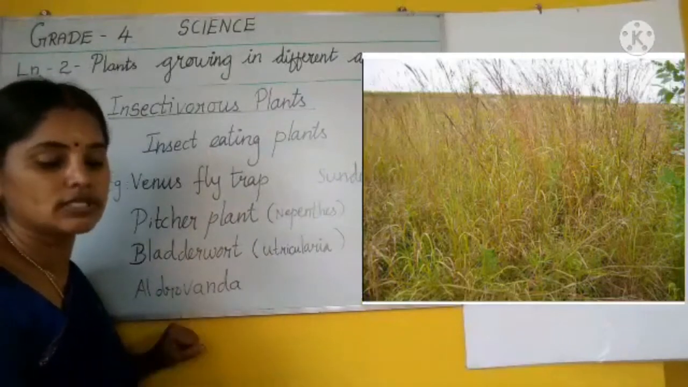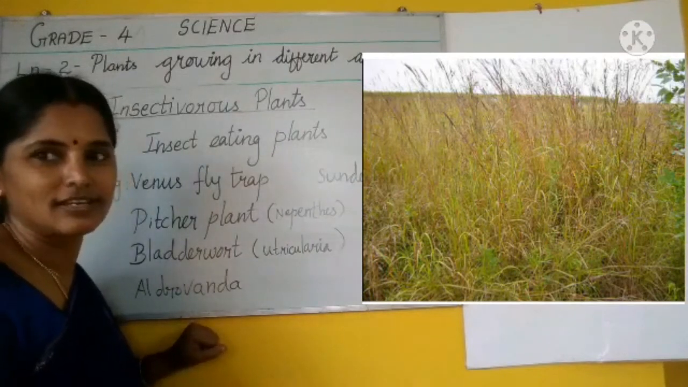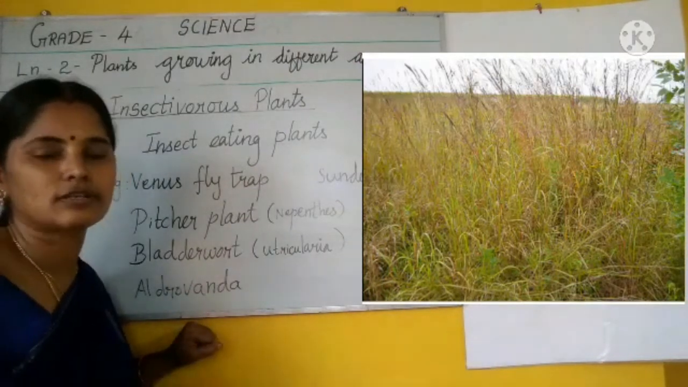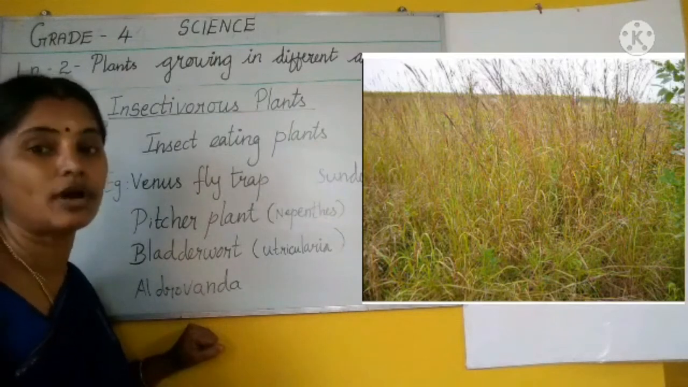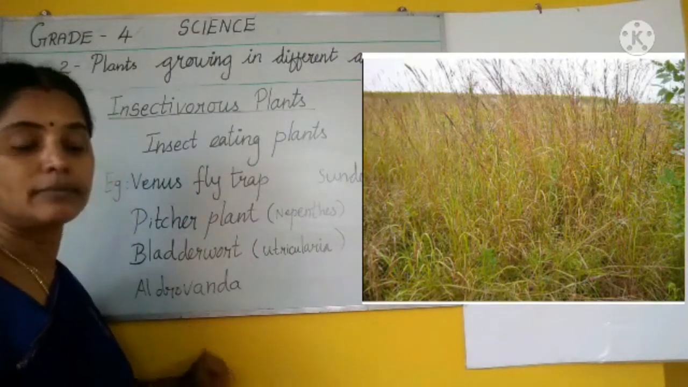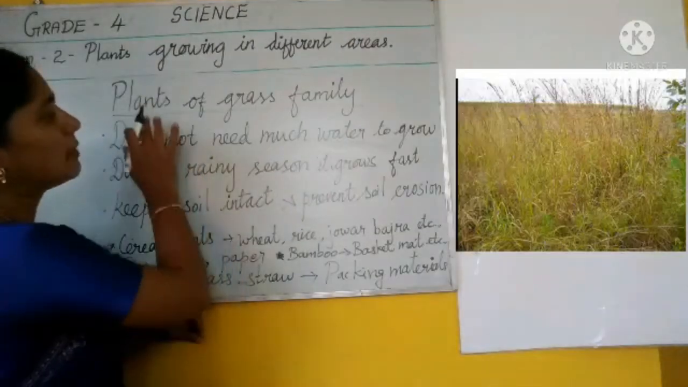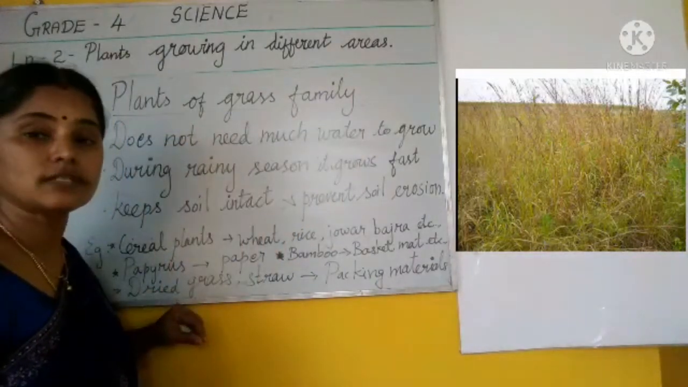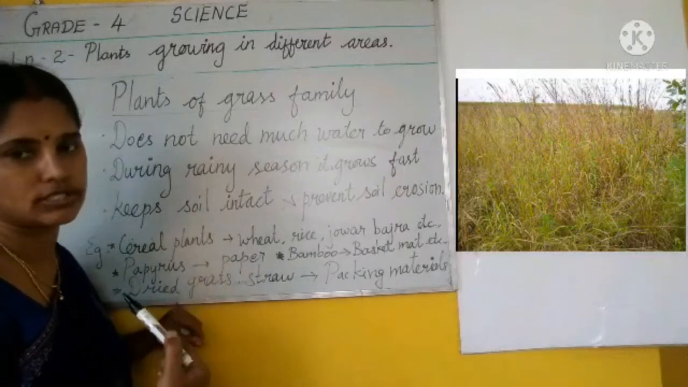Now we'll see about grass family plants. Grass, you know very well. When we see the rainy season, we can see small grasses growing here and there. Clear? Those are the grass family. What are the different kinds of grass? What are its uses? So now we are going to study plants of the grass family. Most plants belonging to the grass family are very useful to us.